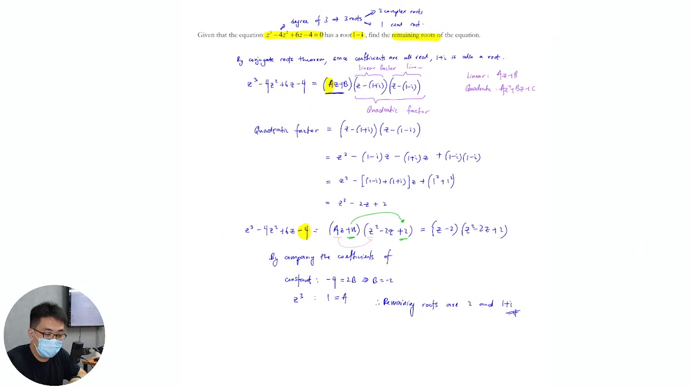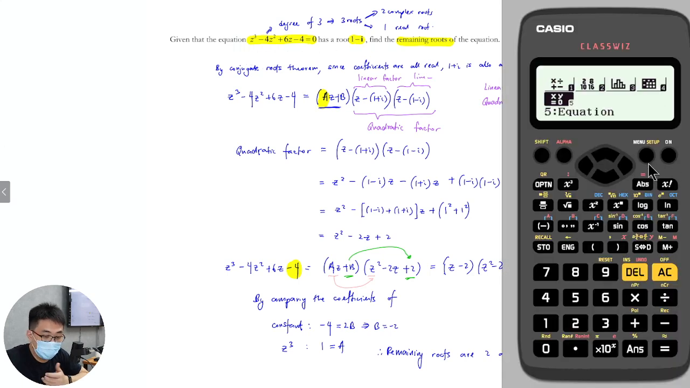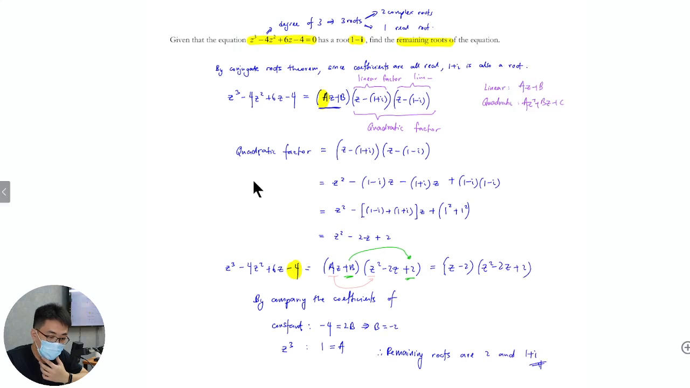Okay, so don't forget to check your answer using a calculator. Actually, this question can be solved using a calculator. So this is 1, -4, 6, -4. Just go to your Casio, polynomial, degree of 3. You put 1, -4, 6, and -4. You get 1 plus i, 1 minus i. Okay. So that's the answer there. Just make sure you check your answer.